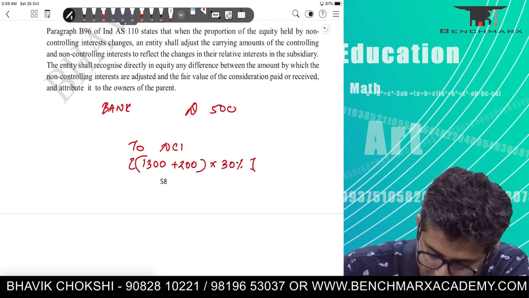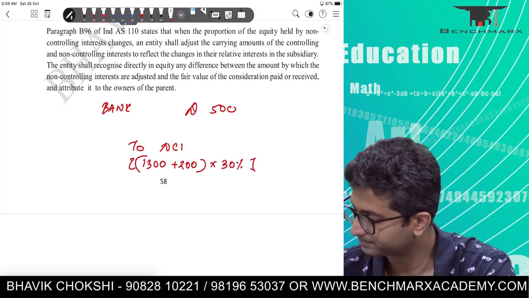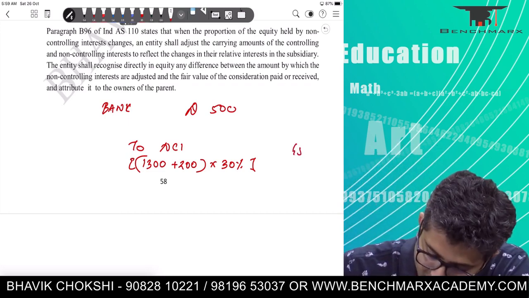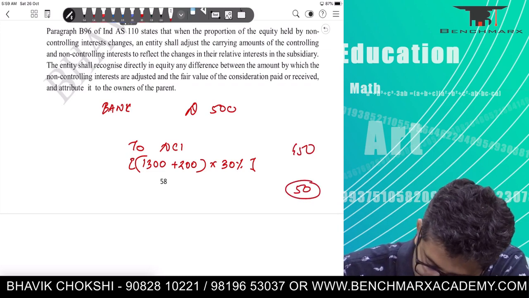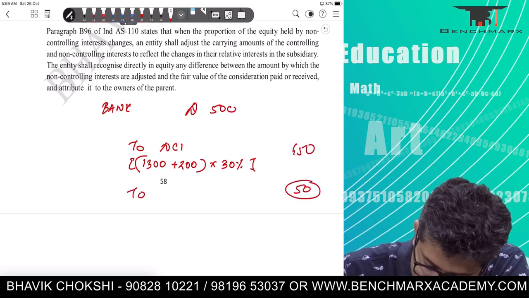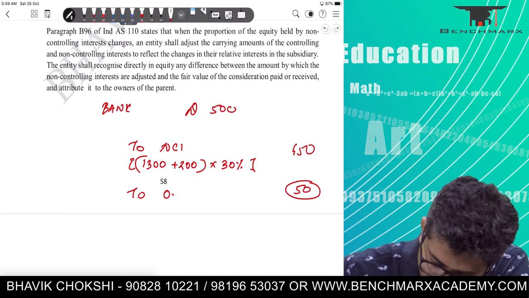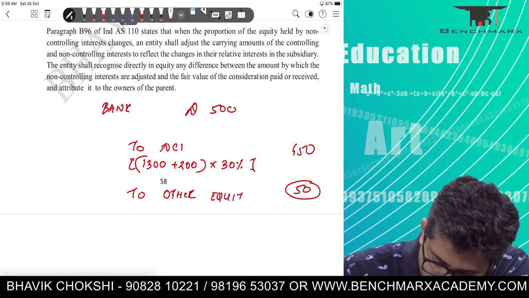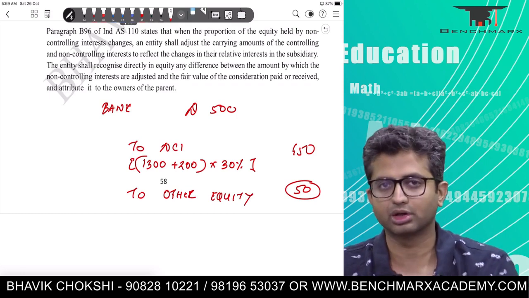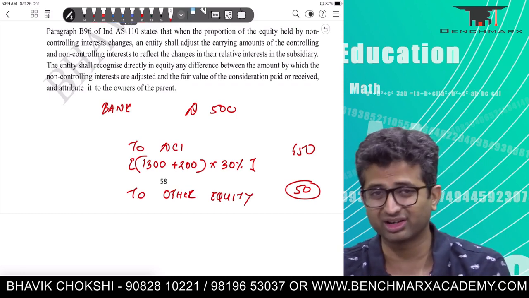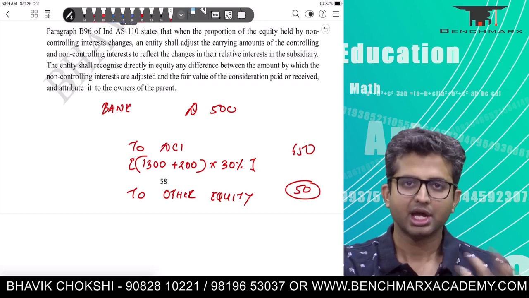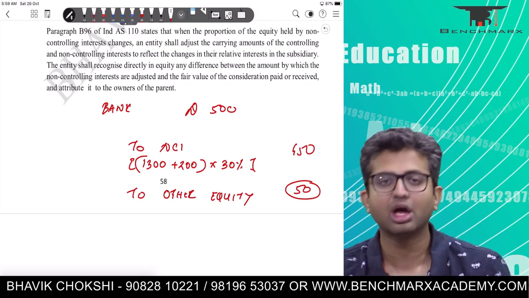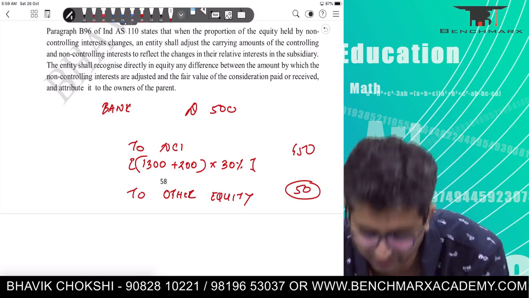Well, a 30% share, and hence this is 1500 into 30% comes to 450, and hence the balancing figure 50 is a gain which you will be showing directly in other equity. This is an owner-to-owner transaction. You're not really selling assets or creating any liabilities. It's an owner-to-owner transaction. We have done multiple cases on this. It will be shown as gain on creation of NCI.